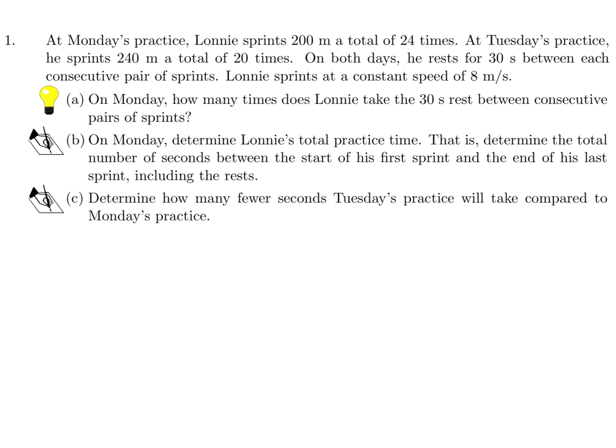At Monday's practice, Lonnie sprints 200 meters, a total of 24 times. At Tuesday's practice, he sprints 240 meters, a total of 20 times. On both days, he rests for 30 seconds between each consecutive pair of sprints. Lonnie sprints at a constant speed of 8 meters per second. On Monday, how many times did Lonnie take the 30-second rest between consecutive pairs of sprints?